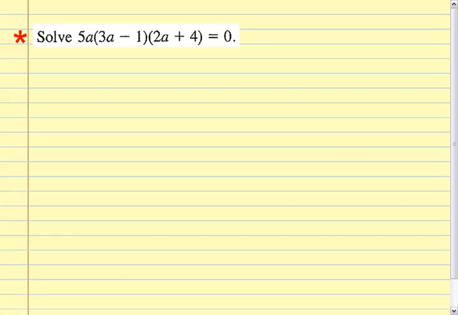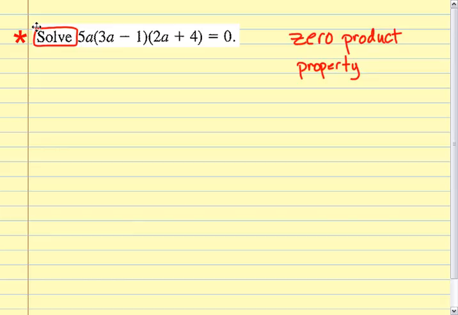Okay, folks, this one says solve. All right, and we need to remember the zero product property. Remember what that said when we went over this a couple of sections ago, 5.12. What it says is, if I'm multiplying some things and I get 0, that means that one of them has to be 0. And then if one of them is 0, then the whole thing is 0.